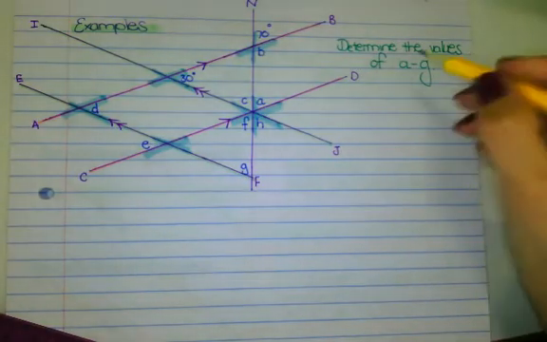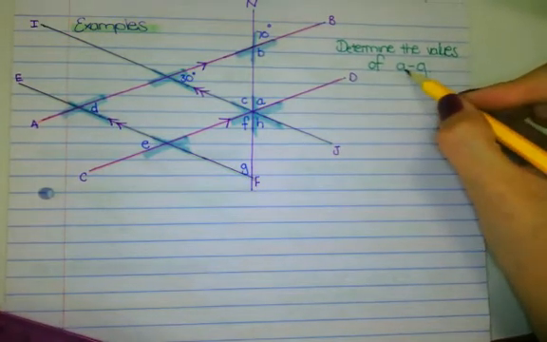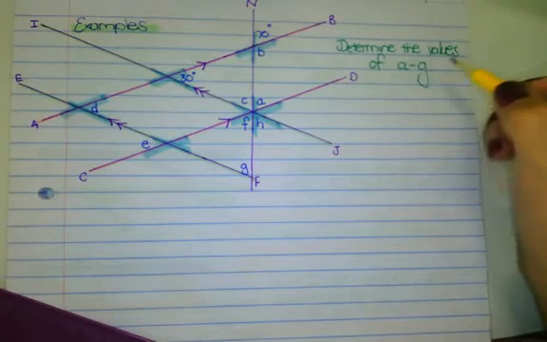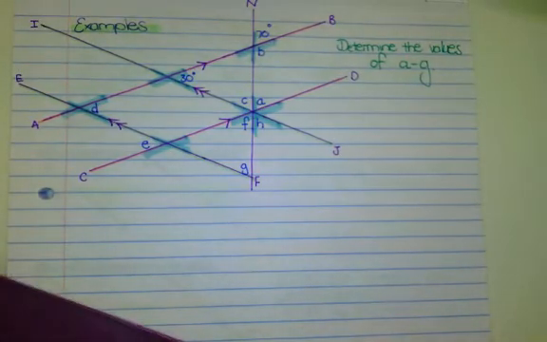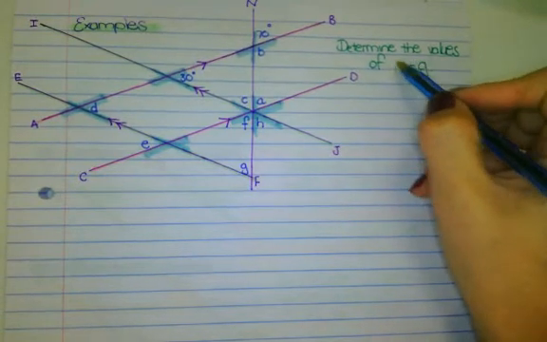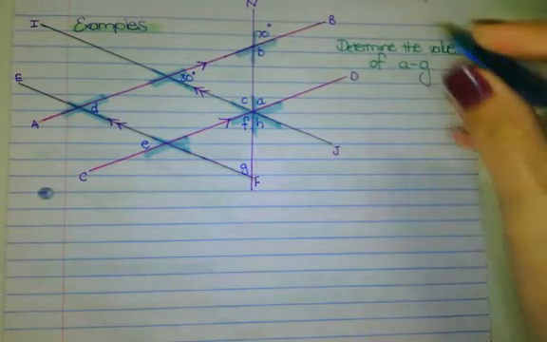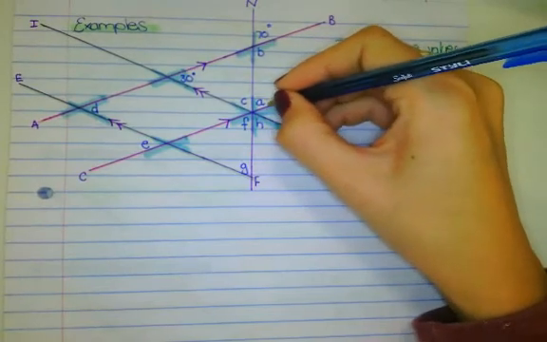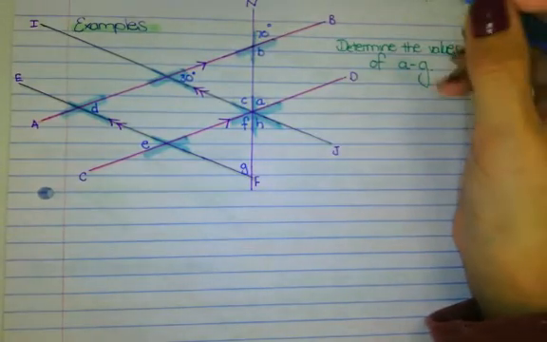Now let's see what they ask. They say we need to determine the value of A to G. That's a lot. That's 7 angles we've got to find. So let's get started. First off, we need to find the value of A. So where is A? Here is A down here. So we're looking for the value of A.